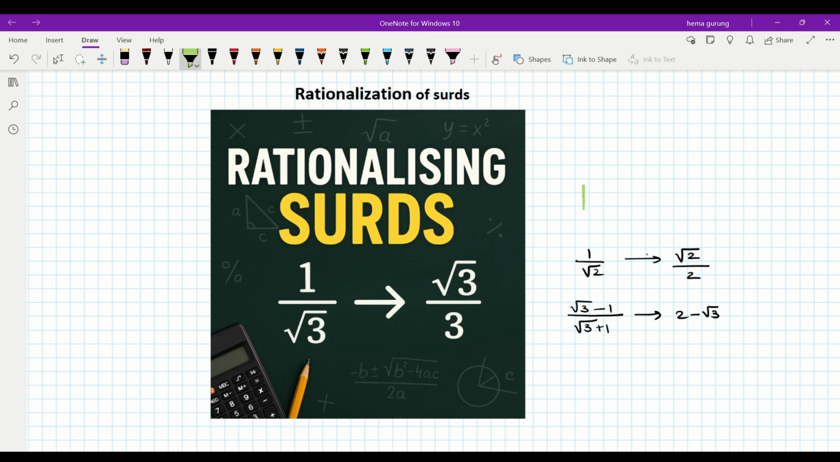In today's video, we are diving into something super important in algebra, rationalization of surds. So why do we rationalize? Why is rationalizing important? We rationalize to remove surds from the denominator of a fraction. See here, these are some examples. This makes the expression simpler and easier to use in calculations.